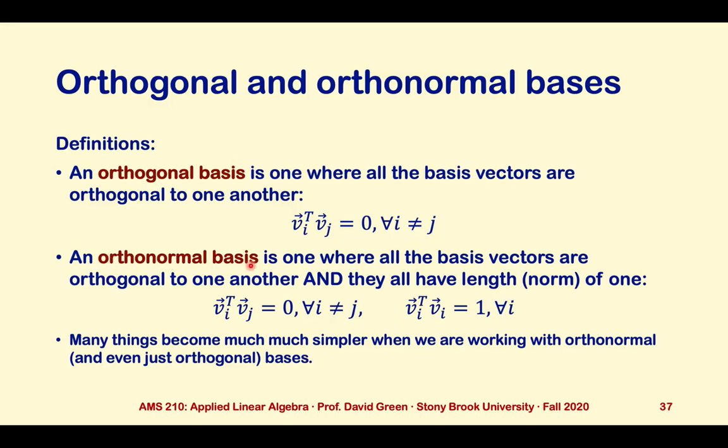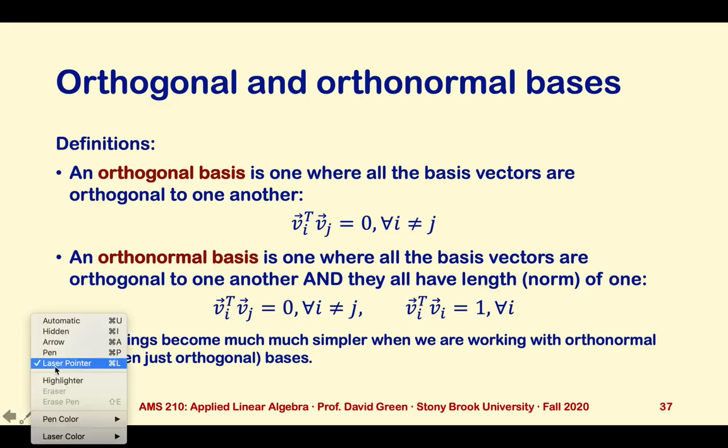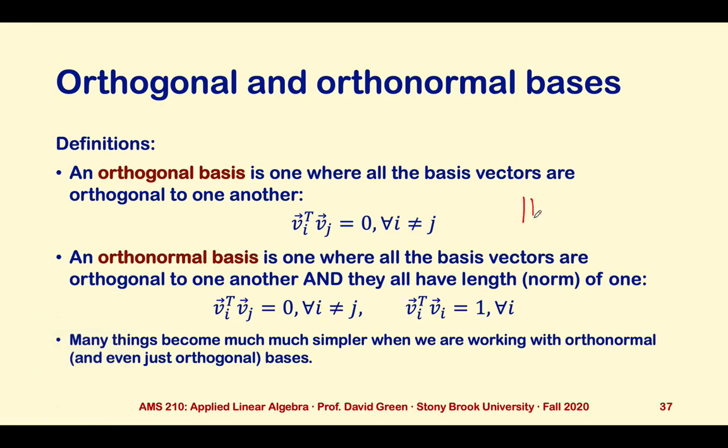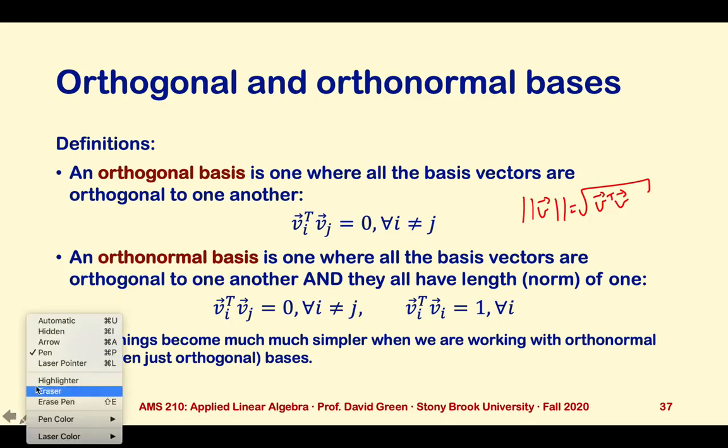An orthonormal basis is a special kind of orthogonal basis. So again, it's a basis for a vector space where all of the vectors are orthogonal to one another, but we also add an additional requirement that they have a length or norm of 1. Recall that the norm of a vector is simply the square root of its dot product with itself, and thus for the norm to be 1, the dot product has to be 1.